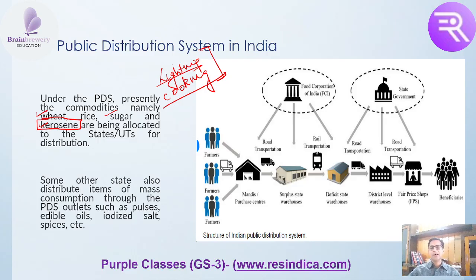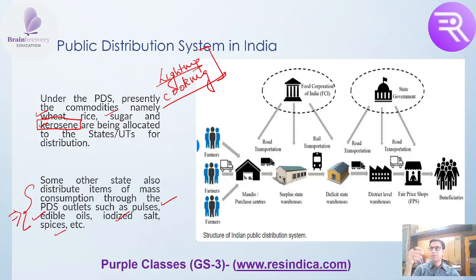There are some states which keep other types of material also. They also provide pulses from the PDS system. They provide edible oils also, iodized salt, spices, and so on. So based on the type of product which the PDS shop is giving, every state provides different kinds of products at a very reasonable cost. Not reasonable, that means it is a highly subsidized cost.